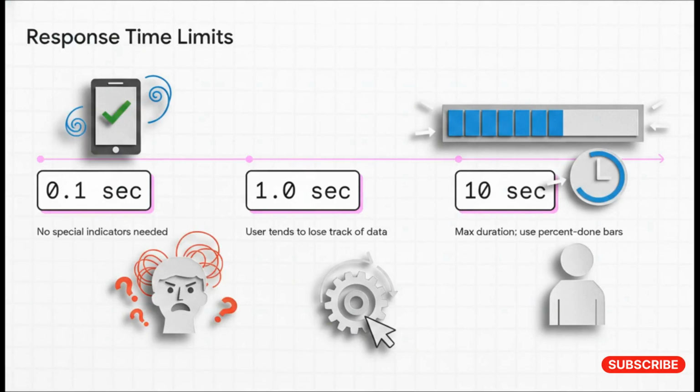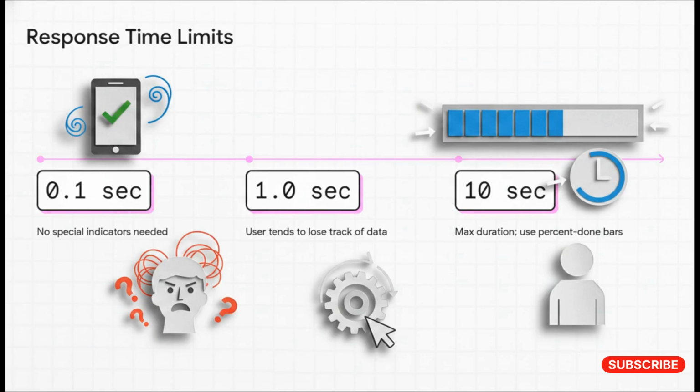Human attention is incredibly measurable. Get this, if a system responds in 0.1 seconds, no special indicators needed at all. It just feels instantaneous to us. But at exactly 1 second, the user starts to lose track of the data and actually notices the delay. And if an operation takes 10 seconds, wow, that is the absolute maximum duration a user can stay focused on an action.